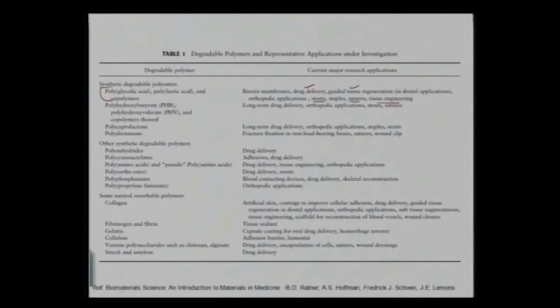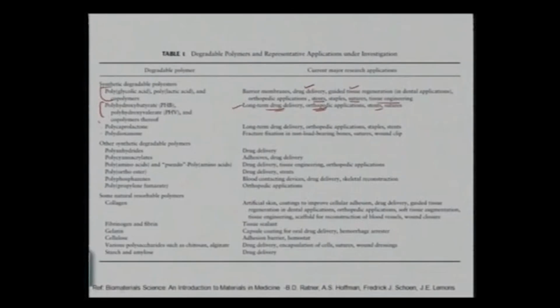Whereas the combination of polyhydroxybutyrate and polyhydroxyvalerate have been utilized for long term drug delivery, because depending on the combination of PHB and PHV, they can provide a very long term drug delivery in comparison to that of PLA, and they have also been utilized as orthopedic applications for stents and sutures.